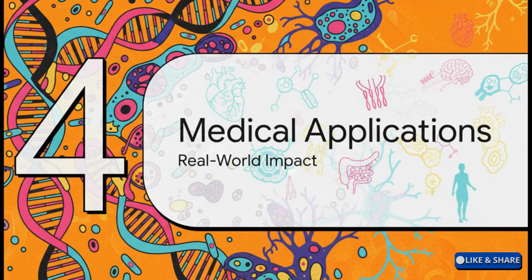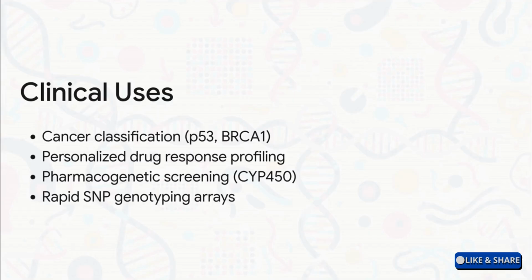Section 4. Real-world medical applications. Finally, zooming all the way out to the human level, why does reading this massive grid actually matter for us? Because this massive parallel processing is literally revolutionizing modern healthcare. We use these arrays to instantly classify complex cancers by detecting mutations in tumor suppressor genes like P53 and BRCA1. We use them for personalized drug response profiling and pharmacogenetic screening, like analyzing the CYP450 gene to see exactly how a patient will respond to a specific pharmaceutical drug.